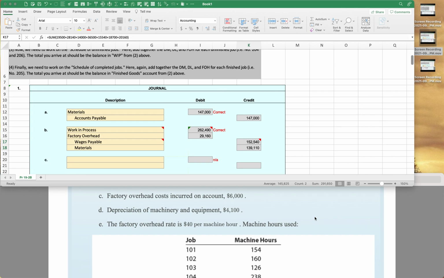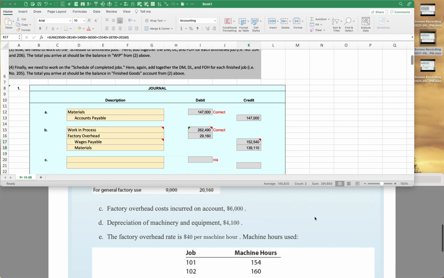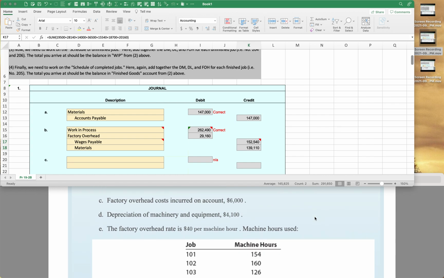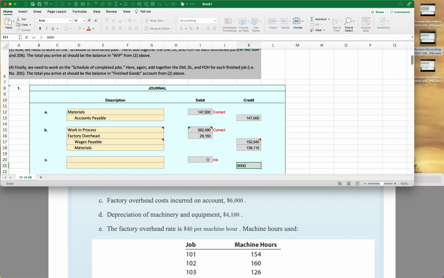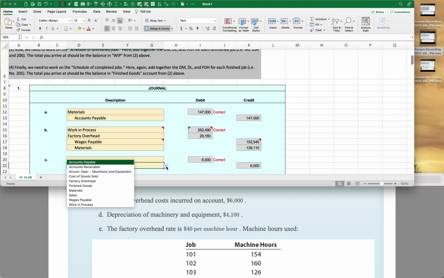For factory overheads, there are additional components we have to worry about, and in Part C, they give us some. Factory overhead costs incurred on account are $6,000. Okay, again, so we need some sort of a payable account here for 6,000 bucks. And what could I possibly use for factory overheads that show that I need to pay it?